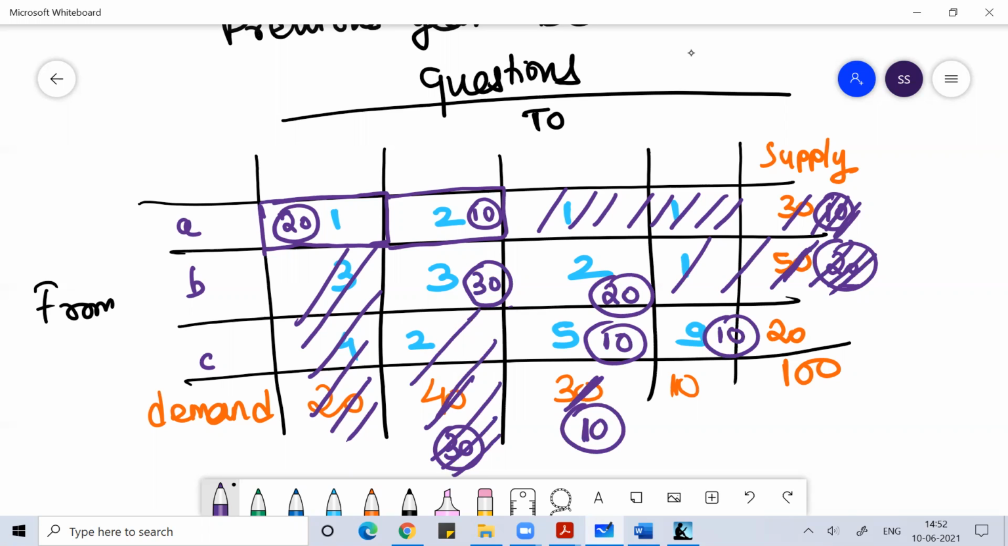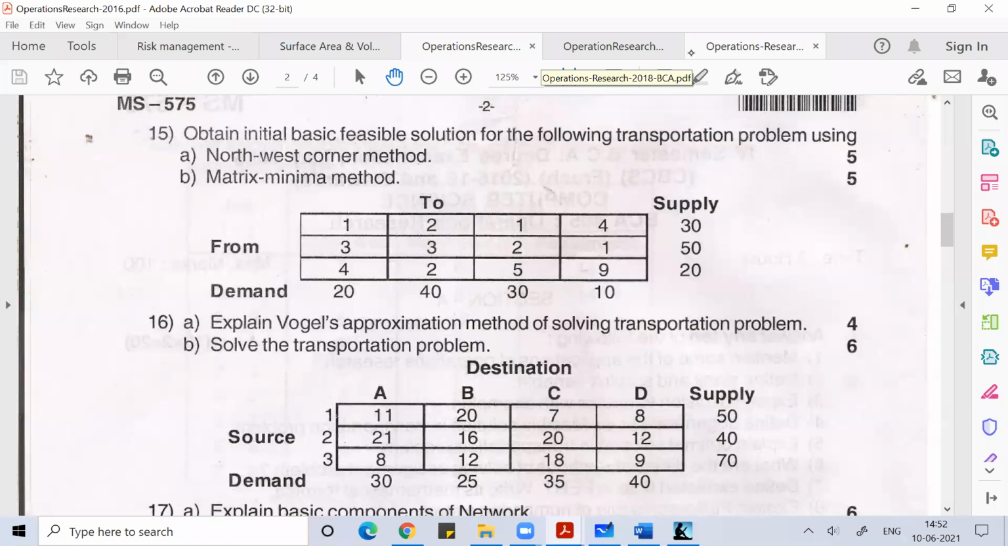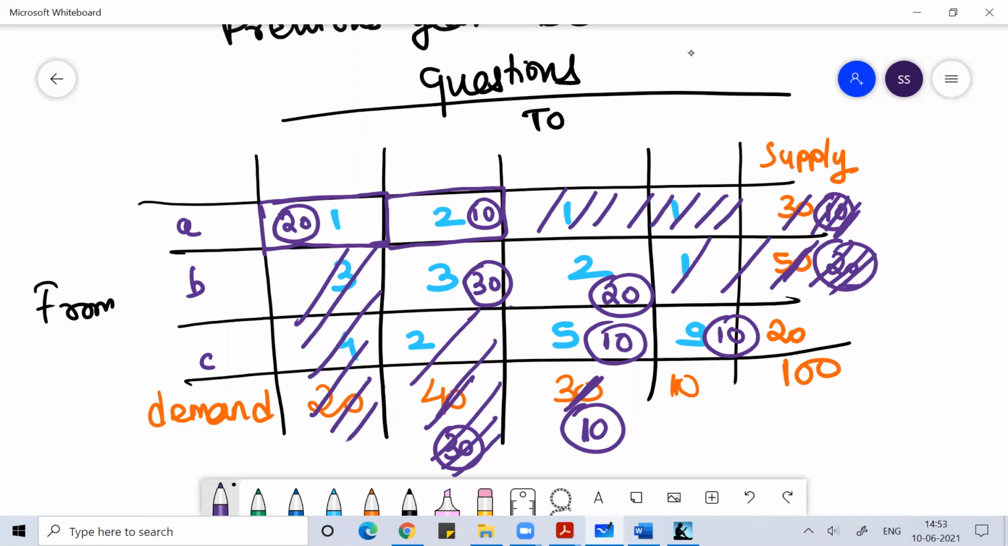Once you're done with this, you can simply do the sum, row wise and column wise. The total should be the same. First row should be 30, correct. Second row should be 50, 30 plus 20, correct. Third row should be 20, correct. First column should be 20, correct. Second column should be 40, yes, 40, correct. This is 30, correct, and this is 10, correct.